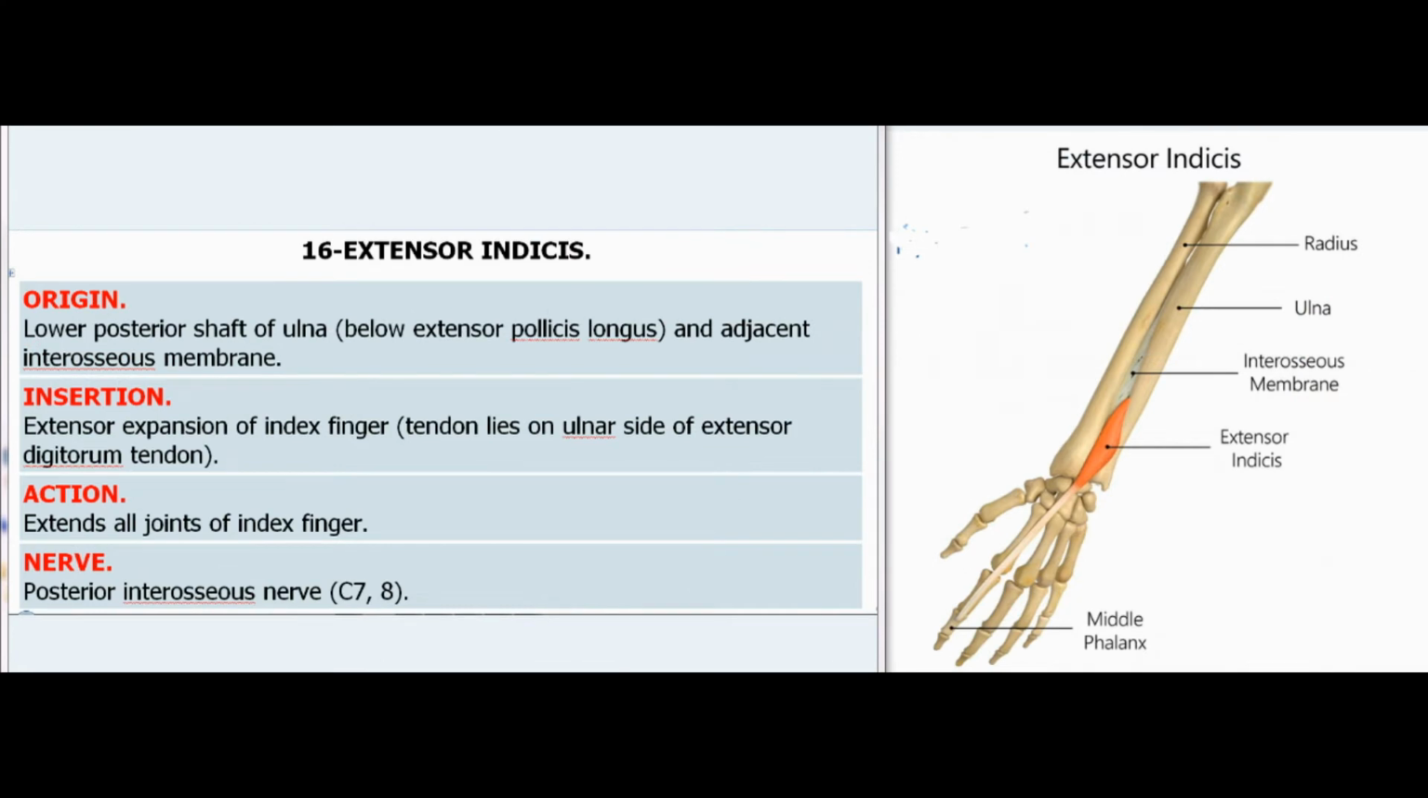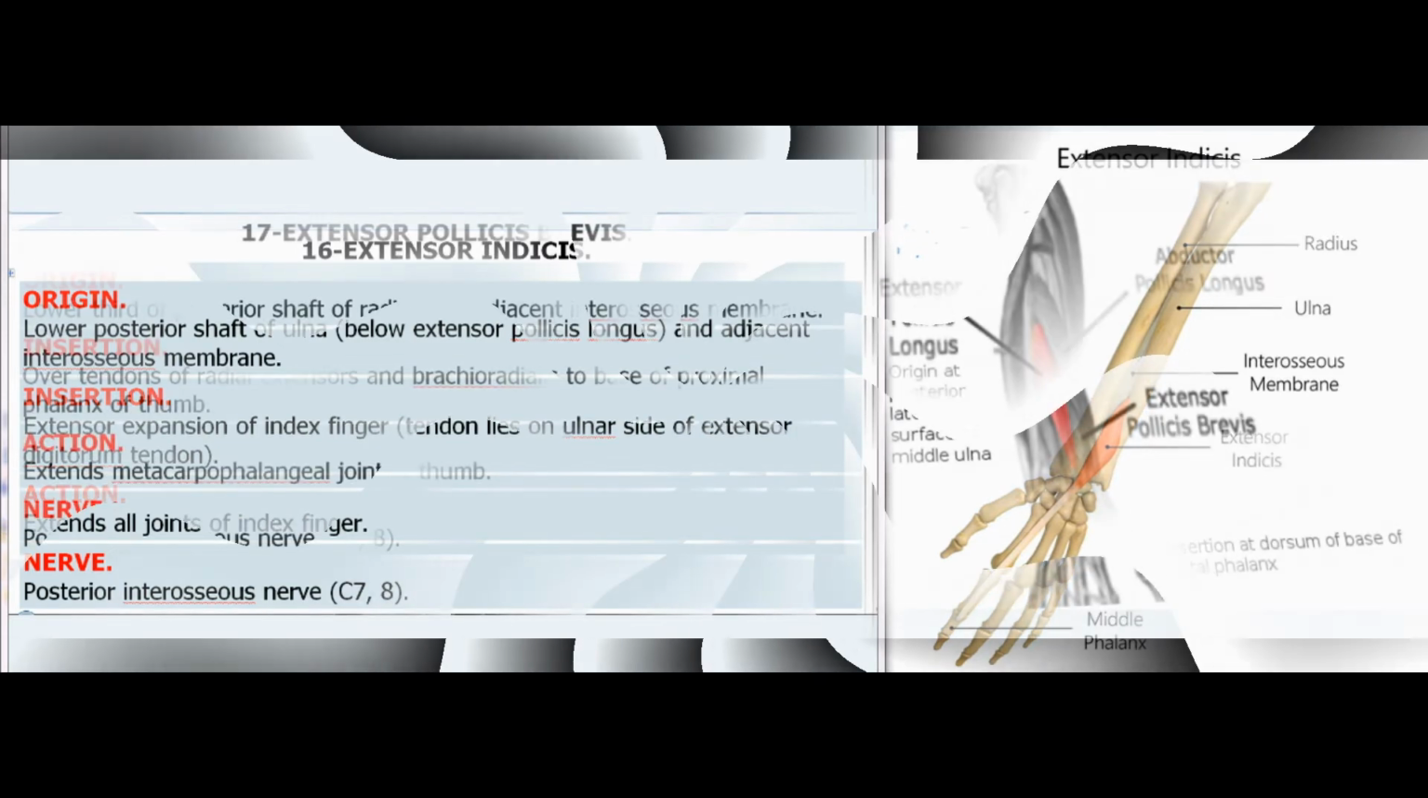16. Extensor indicis. Origin: lower posterior shaft of ulna, below extensor pollicis longus, and adjacent interosseous membrane. Insertion: extensor expansion of index finger, tendon lies on ulnar side of extensor digitorum tendon. Action: extends all joints of index finger. Nerve: posterior interosseous nerve, C7, 8.